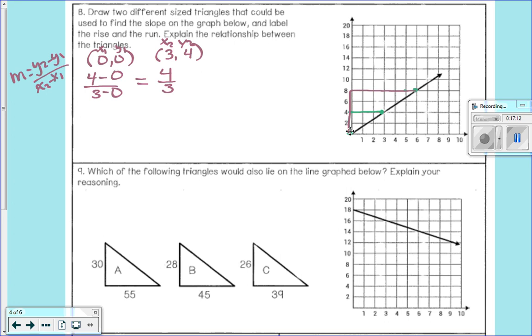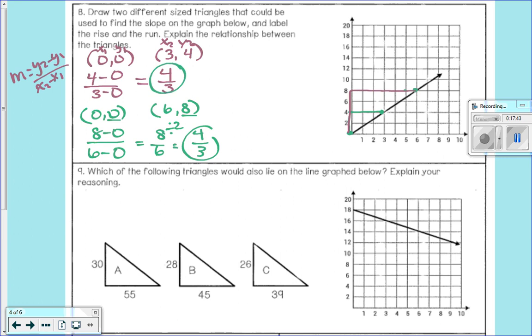Okay, and if we do the second one, I'll change colors here. We can use 0, 0 as our first set of points, and our second set of points, so let's say 6, 8. Okay, and we can substitute that in our second y. And that simplifies to what? 4/3. Are we good with that?